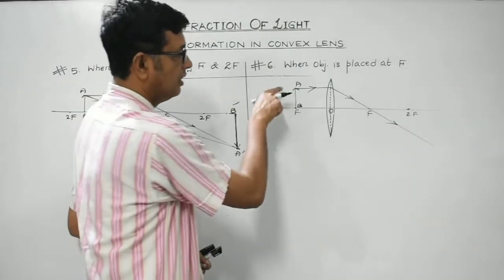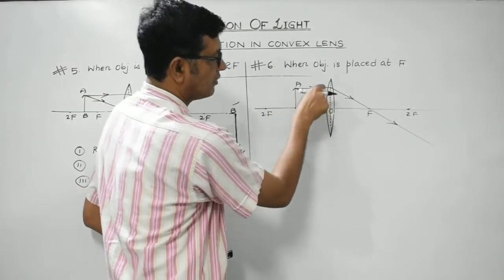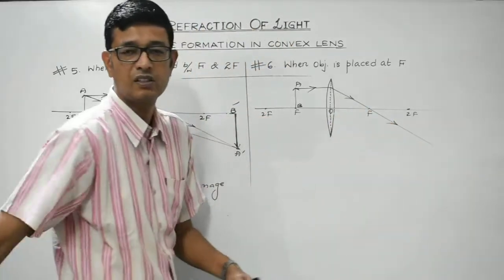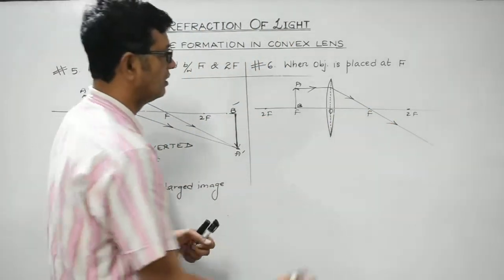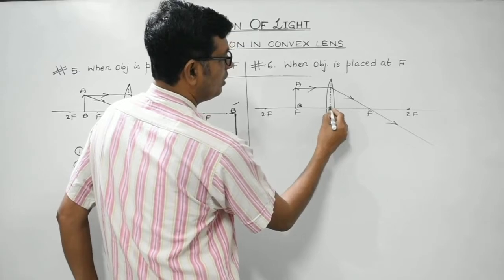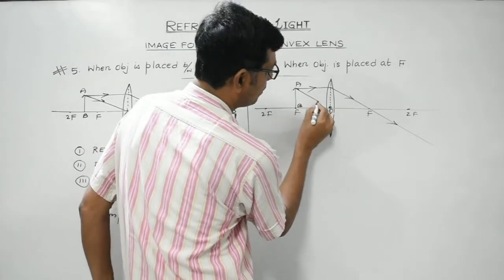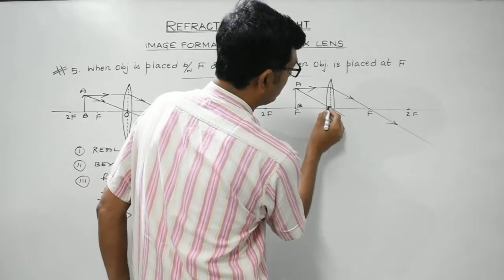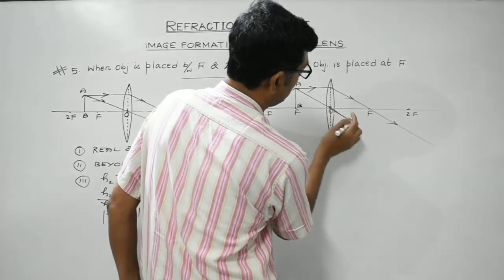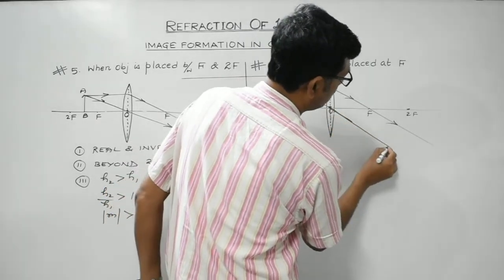I repeat, an incident ray which is parallel to the principal axis, after refraction in the case of a convex lens, passes through the focus. That's rule number one. What about the other rule? An incident ray that passes through the optical center will remain undeviated. It will be like this.